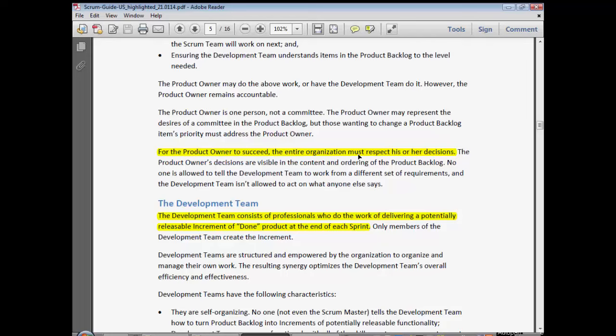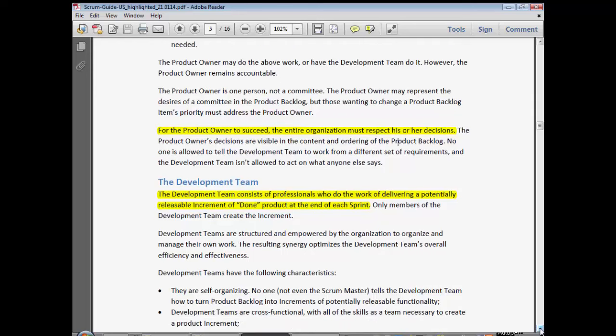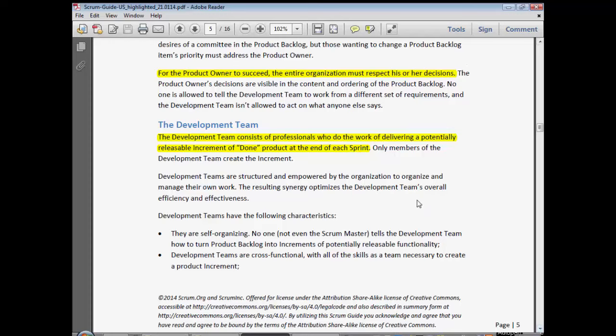The development team. So the development team consists of professionals who do the work of delivering a potentially releasable increment. So what I'm drawing attention to here is really just the definition of what the development team does. And again, to the fact that the done increment, that is really key, as you see it mentioned so many times here. The fact that it's done is where the power is in Scrum, because at the end of a sprint, you have some certainty that you've accomplished something that is really of value to your users and to the business.